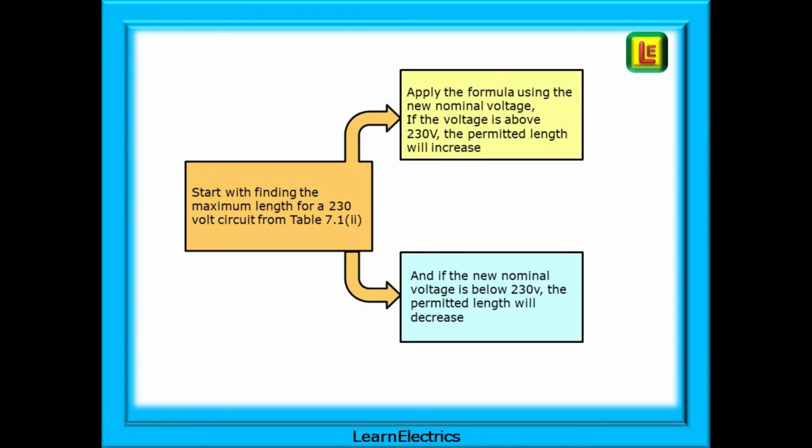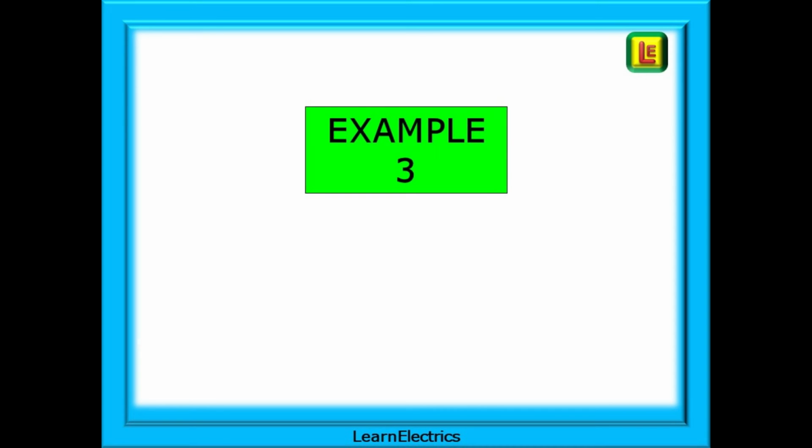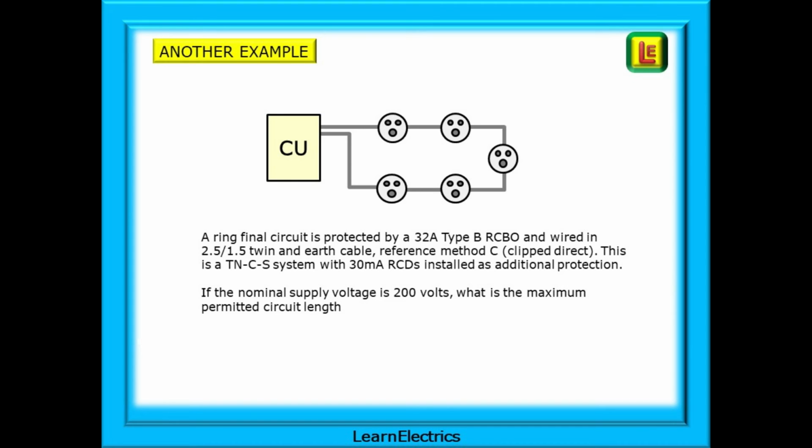If the voltage is above 230 volts, the permitted length will increase, and if it's below 230 volts, the permitted length will decrease. Let's do another with different data, a ring circuit this time. A ring final circuit is protected by a 32 amp type B RCBO and wired in 2.5 by 1.5 twin and earth cable using reference method C, clipped direct. This is a TNCS system with 30 mA RCDs installed as additional protection. If the nominal supply voltage is 200 volts, what is the maximum permitted circuit length?